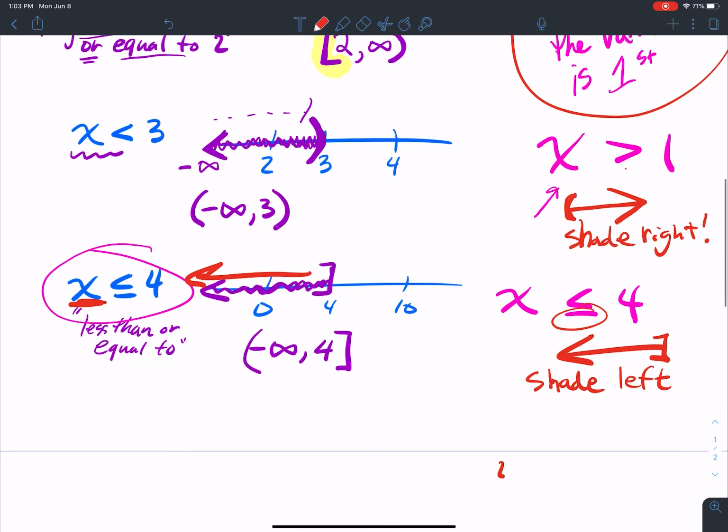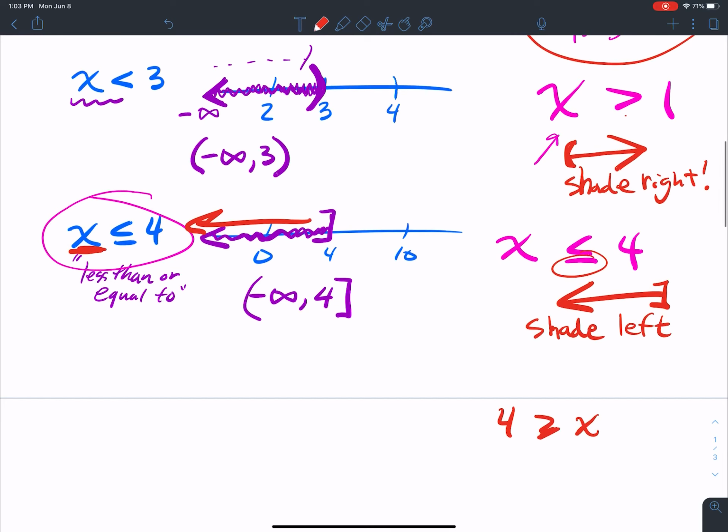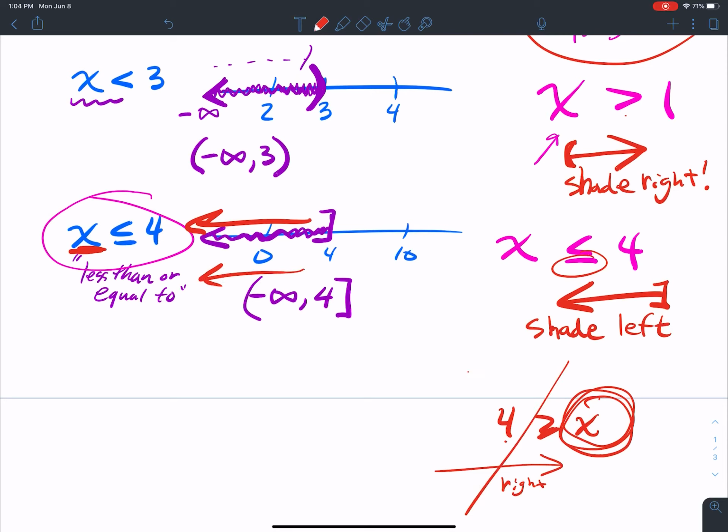Because if you write the number first, and then you have the variable, then this tells you to shade to the right, but in reality, these are numbers that are less than 4, which would be shading to the left. So the trick doesn't work when the number's written first.